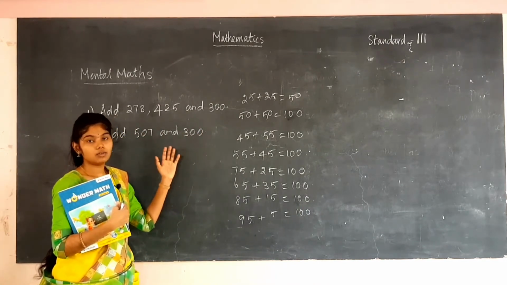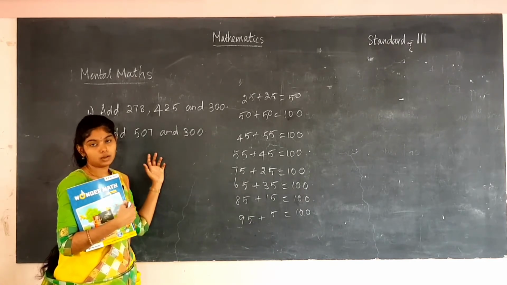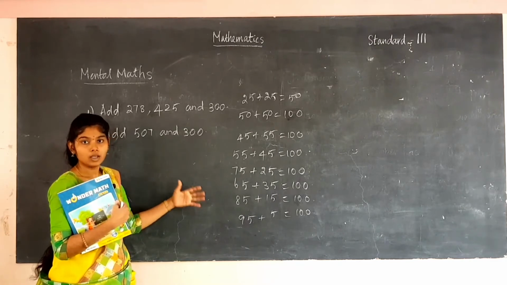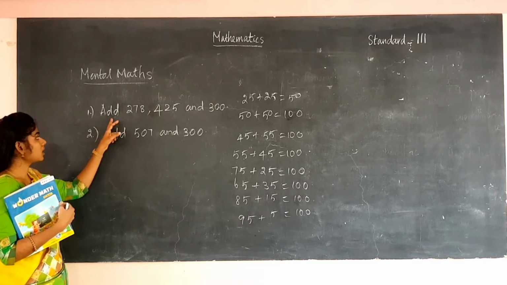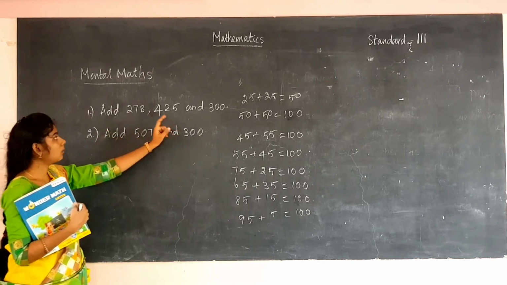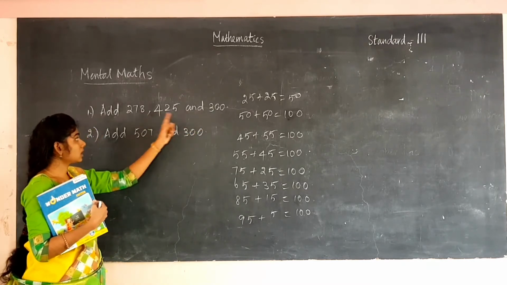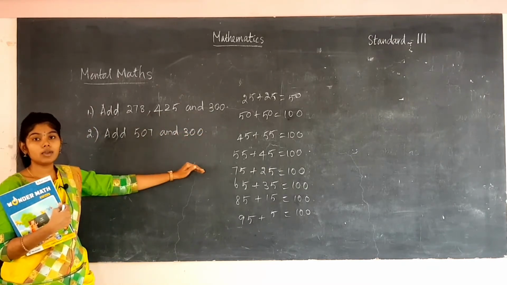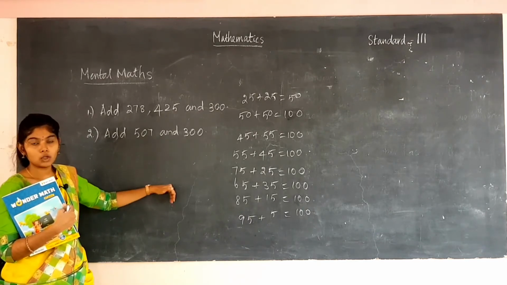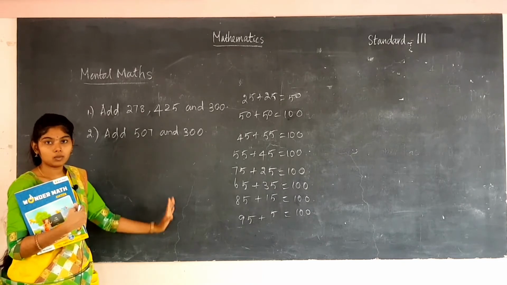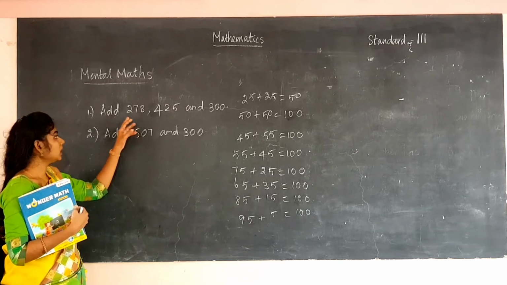So find the easiest way of adding those two numbers, and do the sums in mental maths. First I am explaining how we can add these numbers in an easy way: 278, 425 and 300. We could add these three numbers in the ordinary way. First we give the places and the values for each place, and then we add from the ones place, then the tens, then the hundreds. But I am going to explain the easiest way.